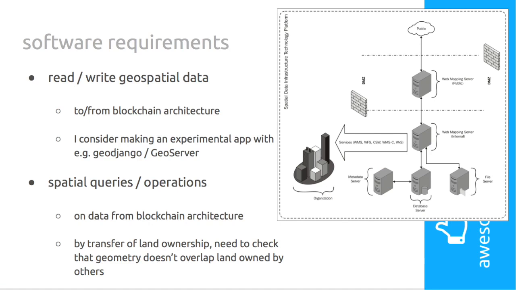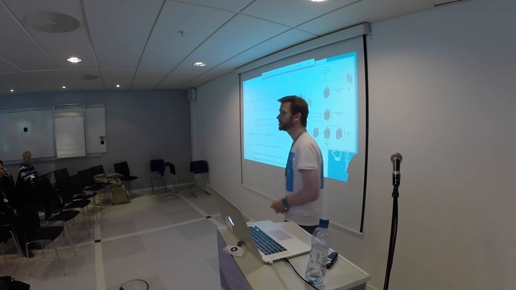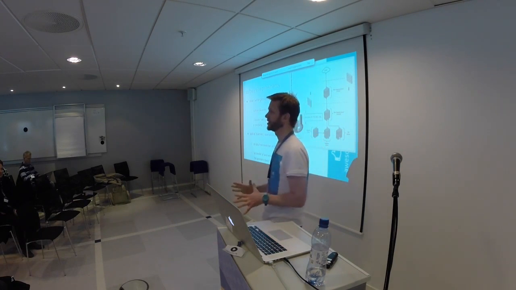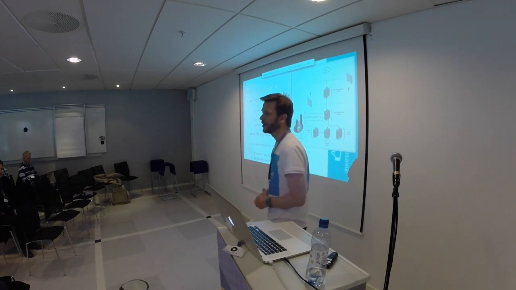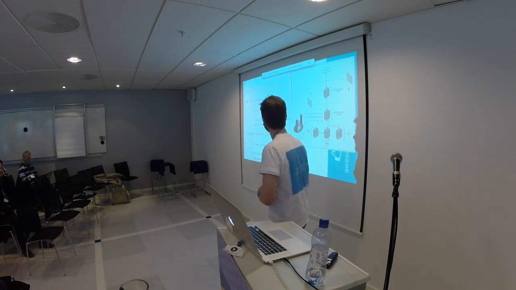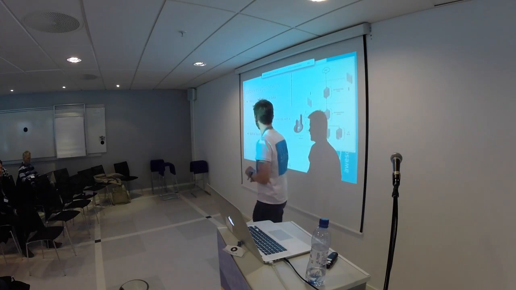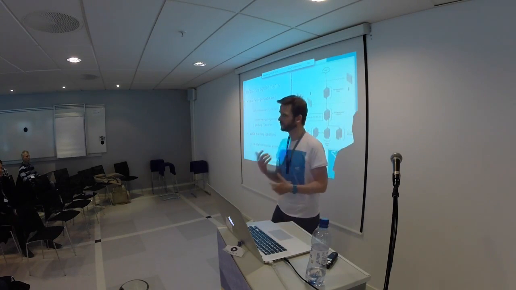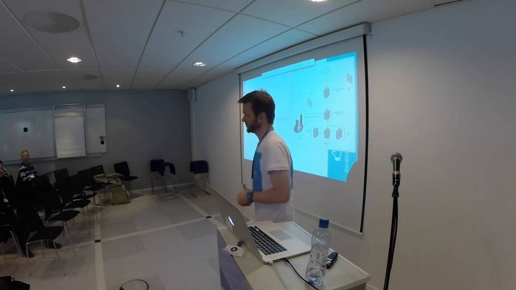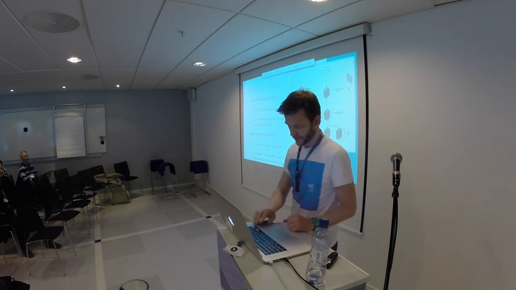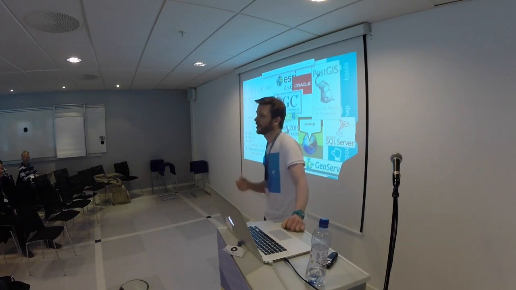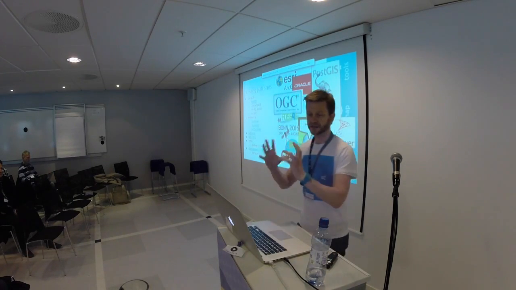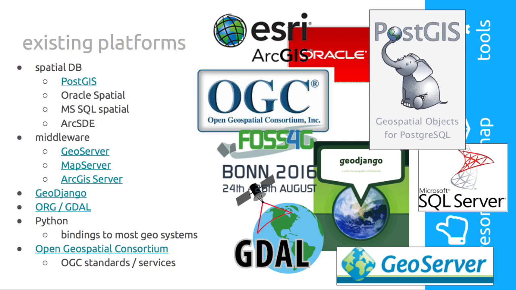Seen from my perspective as a geospatial expert, what I need to be able to do on a blockchain architecture is to read and write geospatial data, and I need to be able to perform spatial queries and operations on it, such as checking whether this piece of land is not actually owned by somebody else before I buy it. That is a spatial query with a geometry in it.